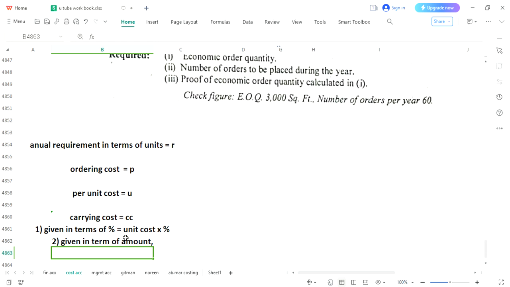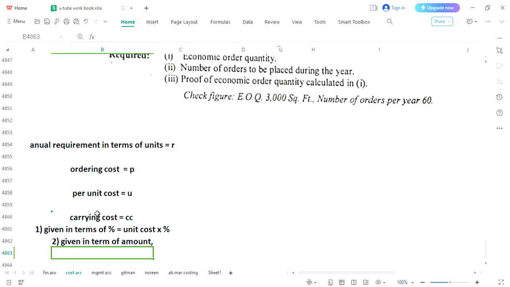Annual requirement: how many units you need for a year. Ordering cost: if you give a single order, how much it costs to place that order. Per unit cost: you are buying several units, so how much does one unit cost? If you are buying cloth, then you may say 200 rupees per meter. Per meter shows that it is the per unit cost.